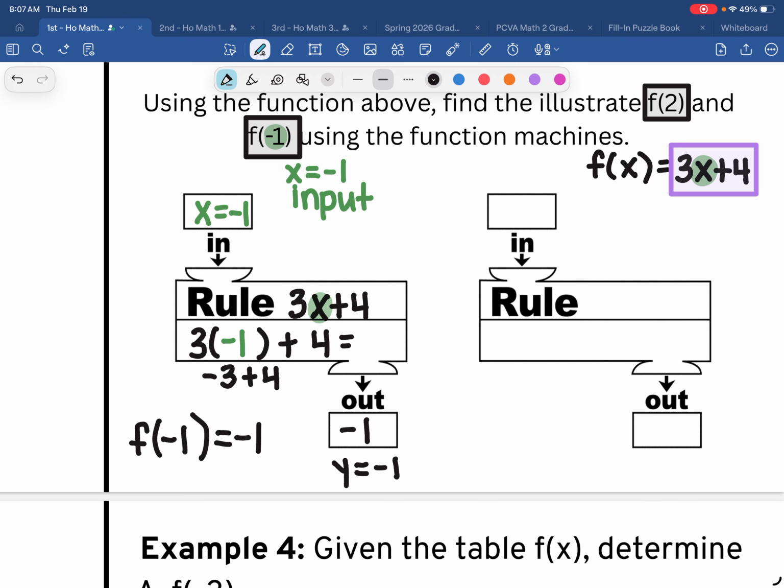So we're going to look at the same thing for f of 2. So we're going to input 2. So therefore, I know that I'm going to replace my x value with 2. So 2 is going to be my input.